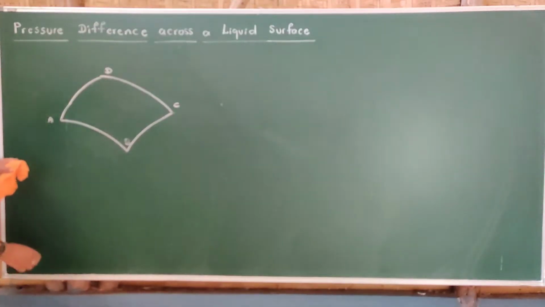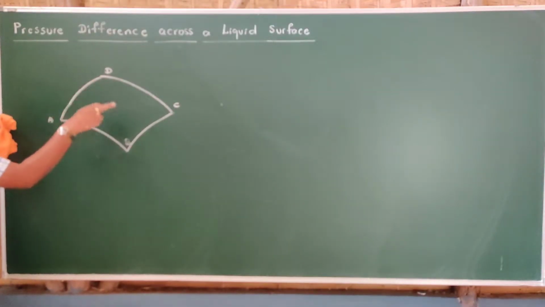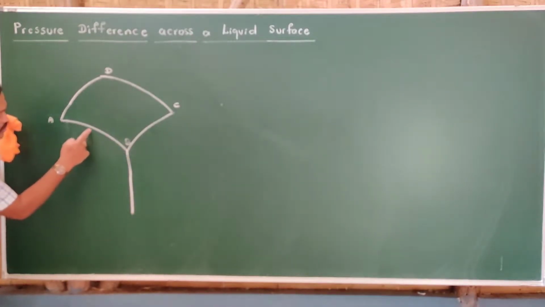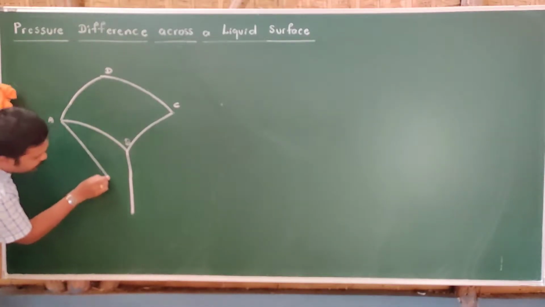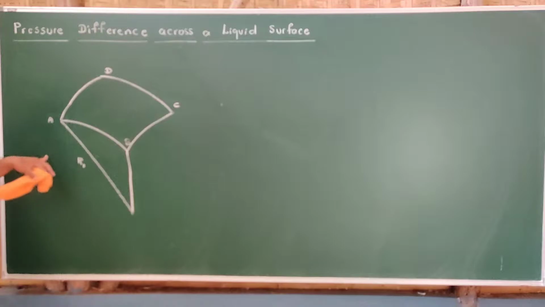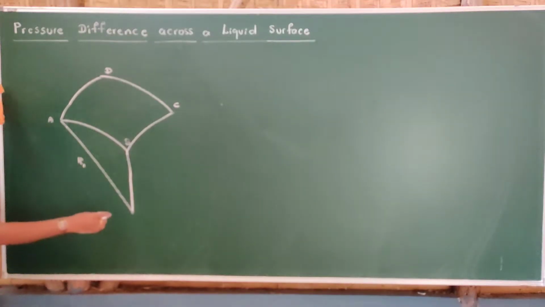Now if I am considering this curvilinear surface, for example, if I am considering the center of curvature on this side, this is the radius of curvature of this surface, that is AB. Let me take it as R1. Afterwards we will be learning about this. First let me complete this.